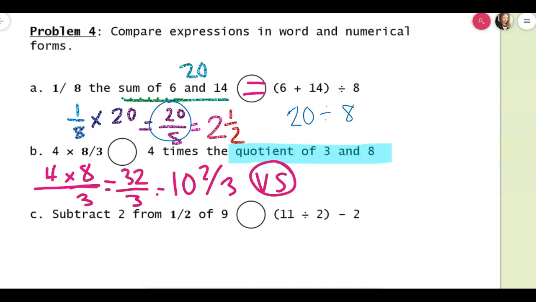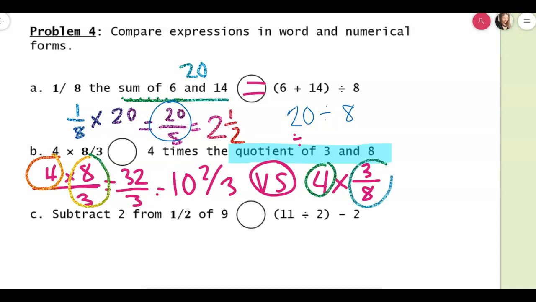That lets me know that the quotient is a division answer of 3 and 8. So that is 4 times the quotient of 3 divided by 8. Well, what I'm noticing here is this looks a lot like this other one I did here, because right here I did 4 times 8/3, and over here I'm doing 4 times 3/8.